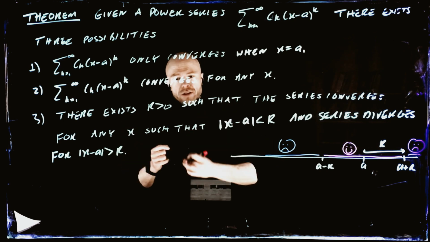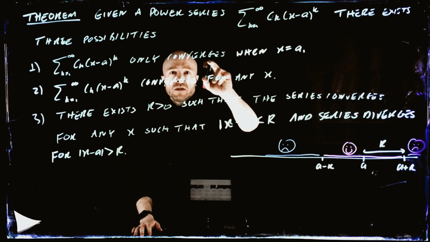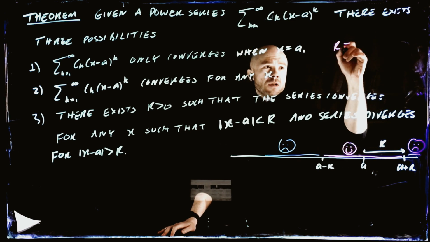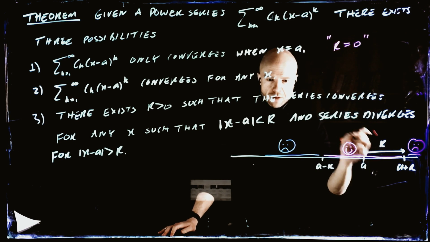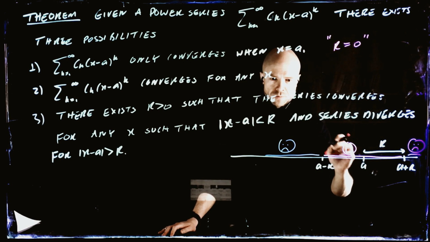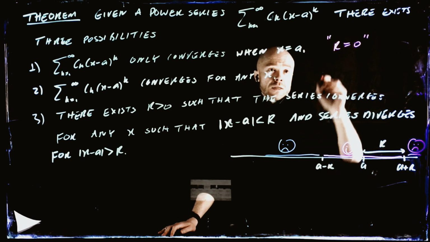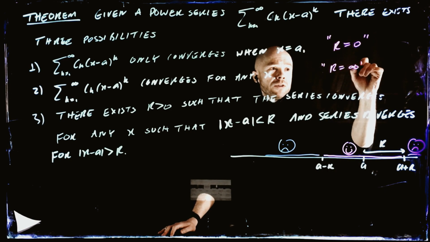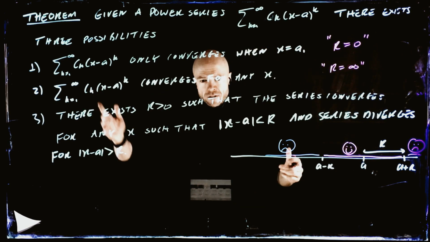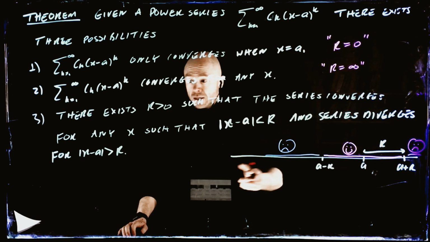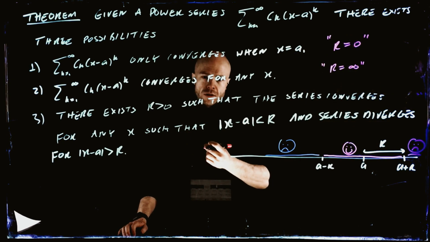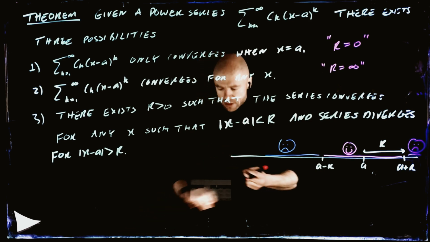A way to think about this is that, morally speaking, there exists an R, but the R can be infinity and the R can be 0. So in this case, the R is 0. If the R is 0, then the radius of convergence around the center is nothing. You have to be exactly on the center in order for the thing to converge. And this is when R is infinity. In this case, you don't care how far you are away from the center. It's going to converge for every single x. And in this case, there exists some finite R between 0 and infinity. That is how this theorem works.